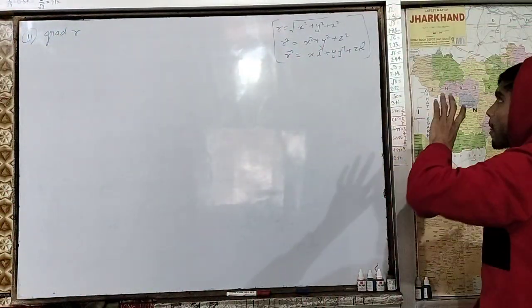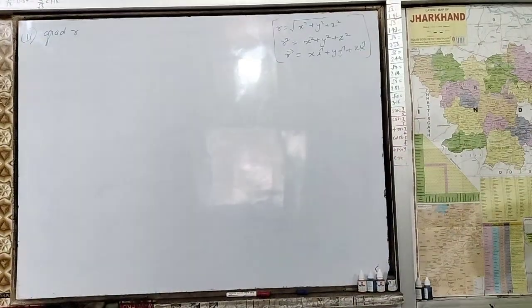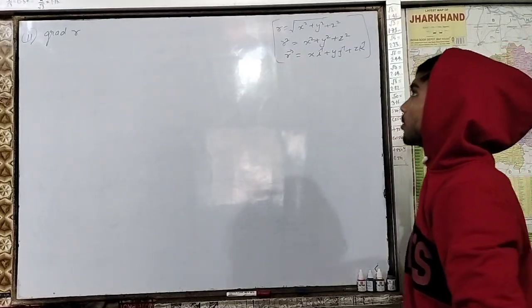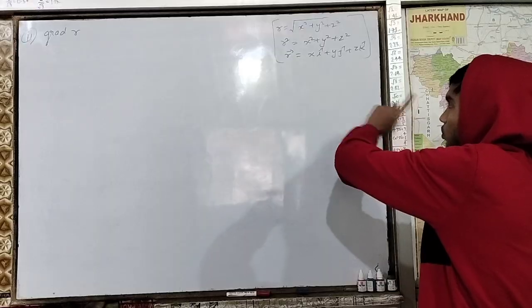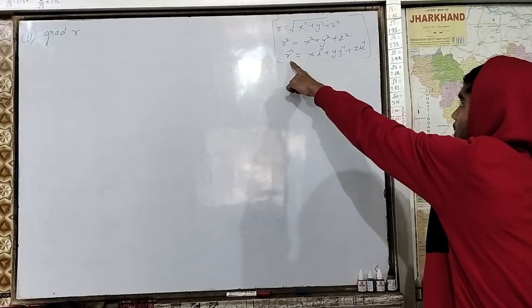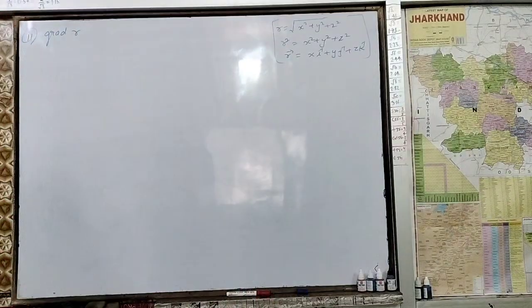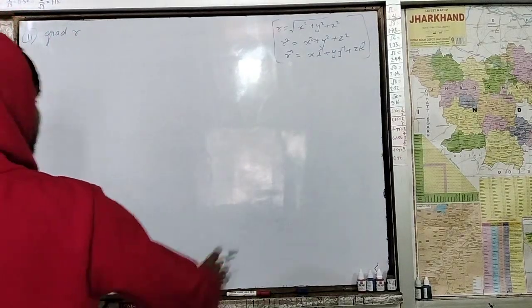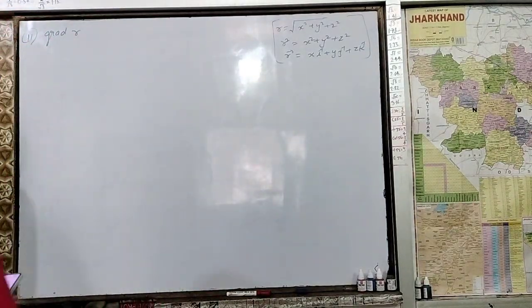How did it come? r square is also the magnitude of the position vector, which is equal to x square plus y square plus z square. And we know that the position vector is equal to x i cap plus y j cap plus z k cap, where x is along i cap, y is along j cap, and z is along k cap. This was very important for this part and for the previous part.